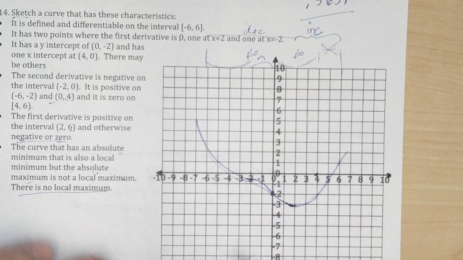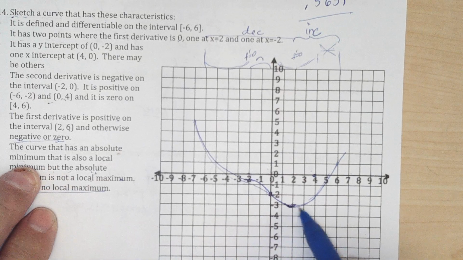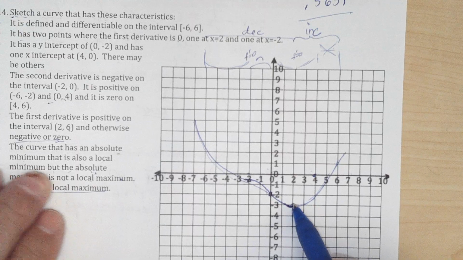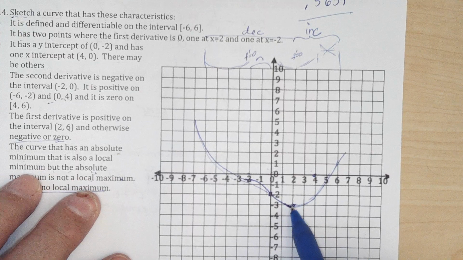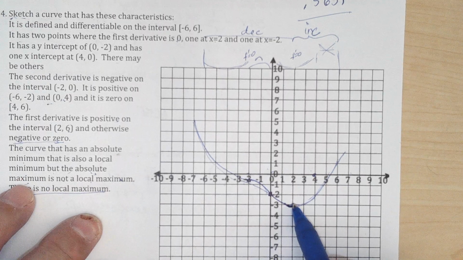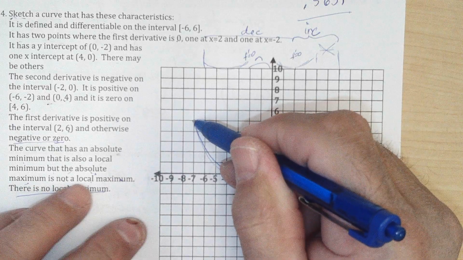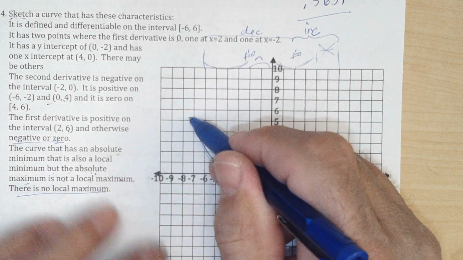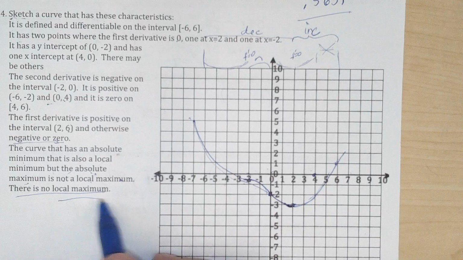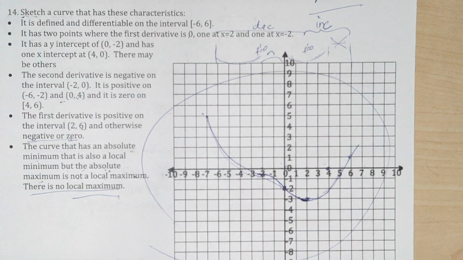And it's supposed to have an absolute minimum. That would be down here. It has a local minimum, which is also there. Has an absolute maximum. Yeah, there's a high spot here and a high spot here, but they're not local maximums. So there's no local maximum. So this would work for the graph. That's a tricky one. It takes a lot of thinking to get through all that one.